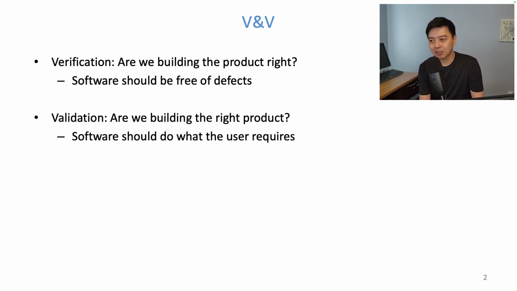Validation, on the other hand, is, are we building the right product? The software should do what the user requires. So does it perform correctly when the given data matches its expected use? A successful validation would mean that it actually meets the user's requirements. So in reality, does it actually meet the user's requirements? Not what we wrote down, but actually does it meet the user specifications?